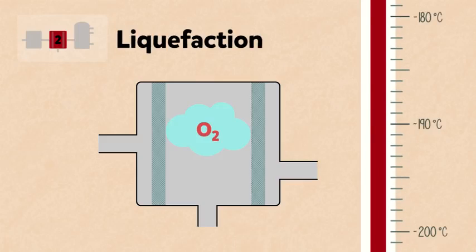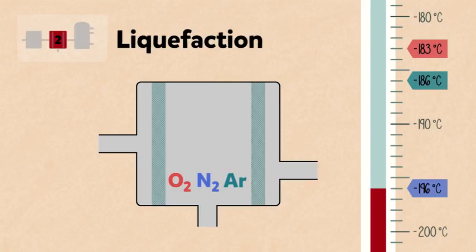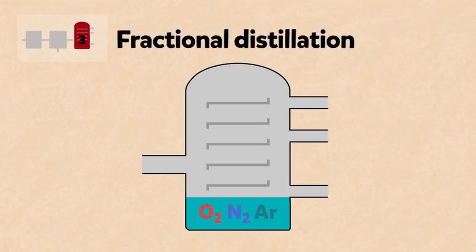The oxygen liquefies at -183 degrees Celsius, argon at -186 degrees Celsius, and nitrogen liquefies at -196 degrees Celsius. The liquid nitrogen, argon and oxygen are then separated by fractional distillation. Let's have a look at this process in detail.